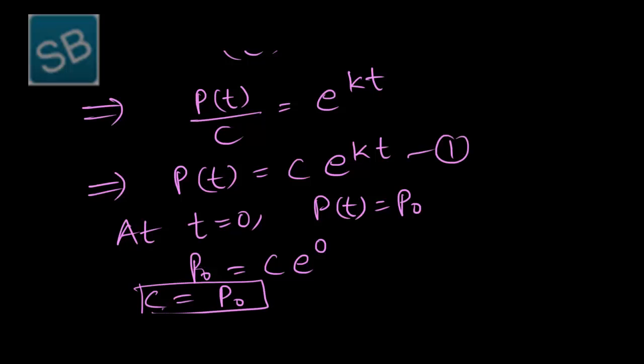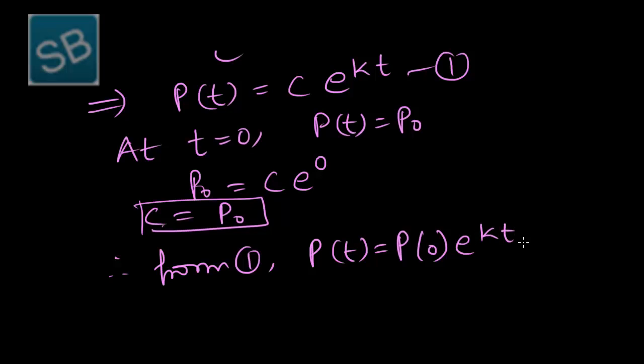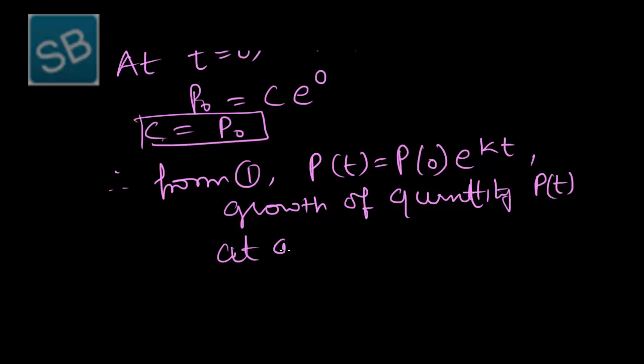So from equation 1, we get P of t is equal to P naught e raised to power kt, which is the growth of quantity P of t at any time t. This is the rate of growth of a quantity with time t. This is the main application of the exponential decay or growth in the form of differential equations.